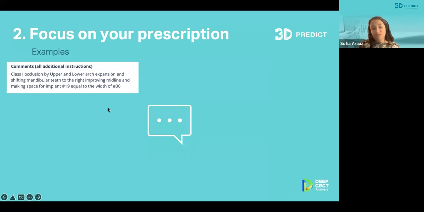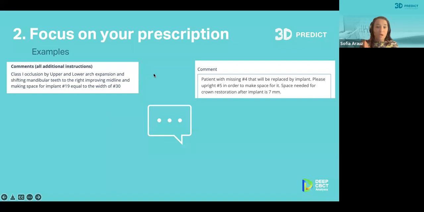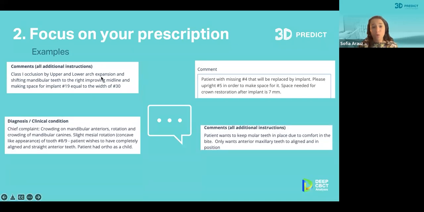So here, for example, these are good prescription examples. And here we're seeing the doctor giving us all this information about how he wants an implant, and wants us to leave a space for implant number 19 equal to the width of tooth number 30. The same situation here, the doctor is telling us, I want this implant space to be 7 millimeters. We can make the calculation for you, but sometimes you may want more or less. So if you have a specific number in mind, please let us know.